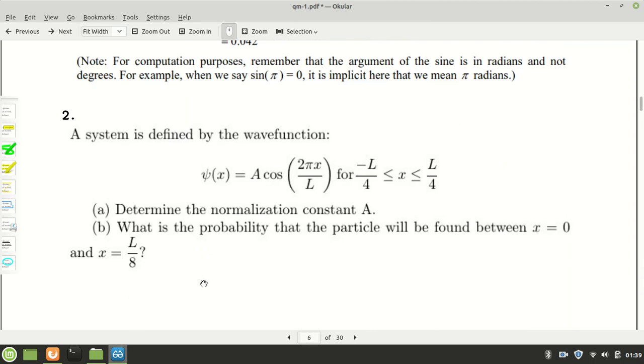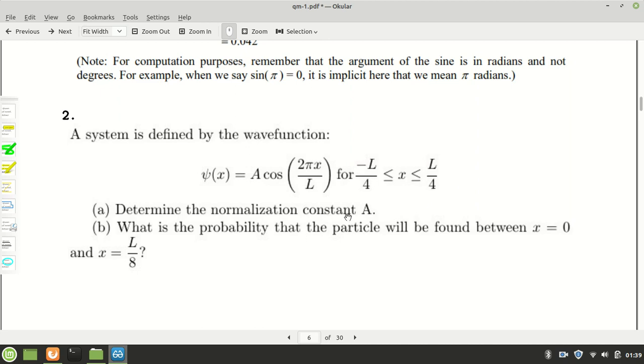Okay, let us take another example. Another wave function is given, A cos 2 pi x by L, where the wave function is defined in the region minus L by 4 to plus L by 4. That is, a particle outside this region is not admissible. Let us first find the normalization constant A. Then the question is, what is the probability of finding the particle in the region 0 to L by 8, that is half of the right hand side region.